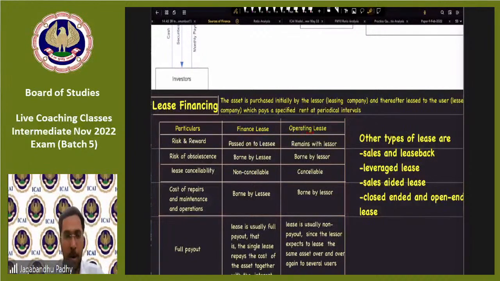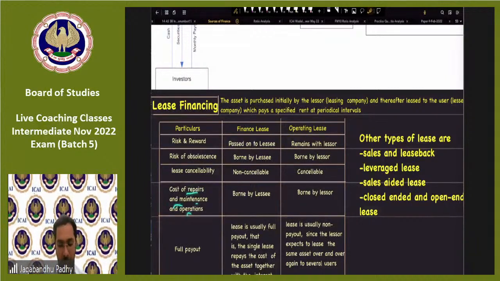Now there are two types: finance lease and operating lease. In case of finance lease, the risk and reward is transferred to the lessee. All the charges of maintaining and repairing it are passed on to the lessee. In case of operating lease, the risk and reward remain with the lessor. That is, the responsibility to maintain and repair everything is kept with the lessor itself. As the risk is transferred to the lessee in a finance lease, any risk of obsolescence, that is, the asset becoming useless, is borne by the lessee itself. In case of operating lease, if that asset becomes obsolete, it is a loss of the lessor. Lease cancelability: can we cancel in between? The finance lease is generally non-cancelable. Operating lease, yes, you can cancel it. That is, once you stop paying the rent, automatically the owner will take away the asset.